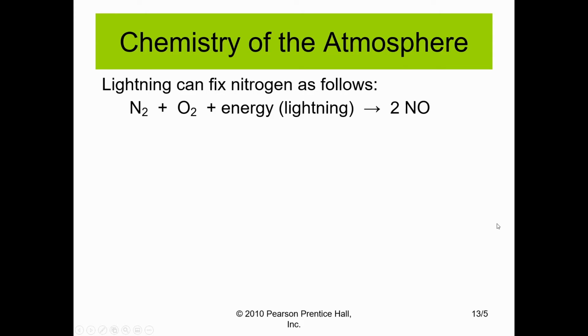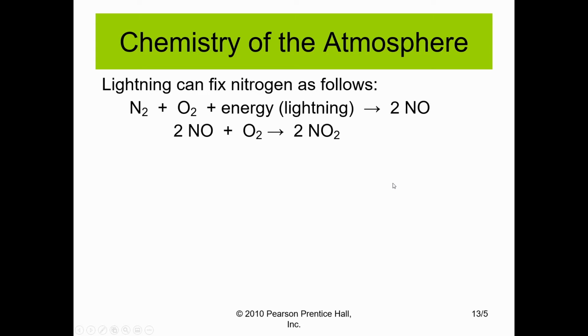The first way that nitrogen can be fixed is through the following reaction. One molecule of nitrogen reacts with one molecule of oxygen and uses the energy from lightning to form the new bonds in nitrogen monoxide. This is a pretty interesting reaction because the nitrogen is so inert that it needs the energy from lightning to break the nitrogen-nitrogen bond in order to form new bonds.